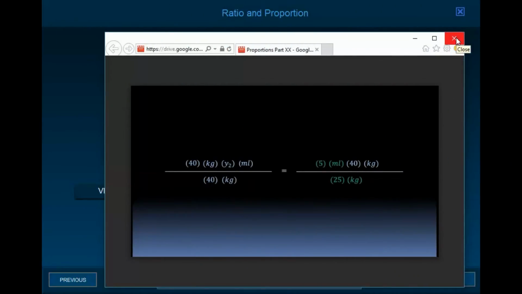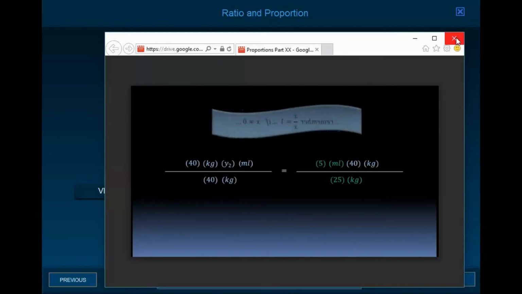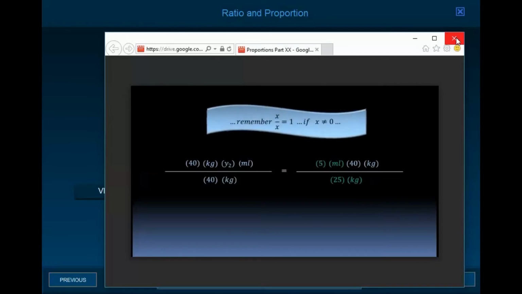Our equation now looks like this. But we need to remember an important pattern. Using our rules, we can easily show that any expression over itself is equal to 1, as long as that expression is not equal to 0. We can use this pattern to help us simplify our equation.